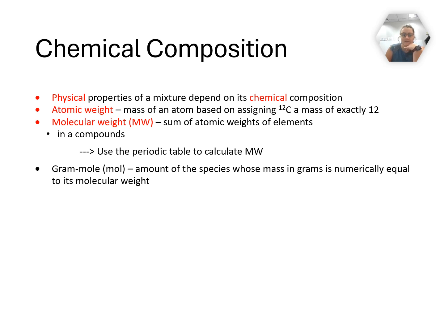We also want to review the concept of a gram mole, which we use the units of mole in this particular class, and that's the amount of species whose mass in grams is numerically equal to its molecular weight. That's how a mole is defined. As an example, carbon monoxide has a molecular weight of 28 grams per mole. Carbon has a molecular weight of 12, oxygen has a molecular weight of 16. So as a result, you add the two up to get that molecular weight of 28, and that means that 1 mole of carbon monoxide therefore contains 28 grams. That's how a gram mole works.